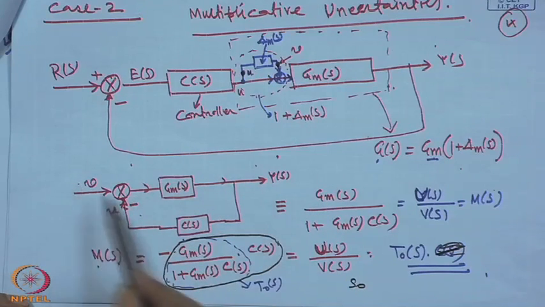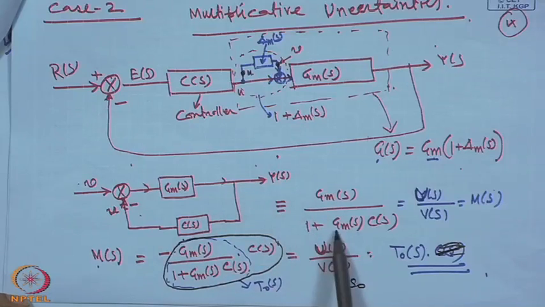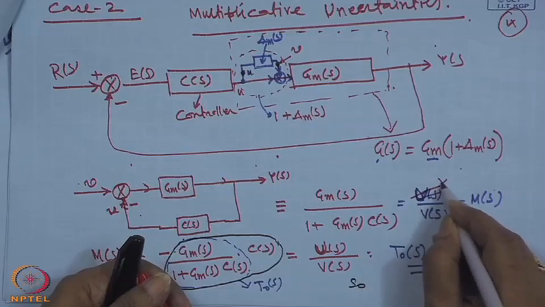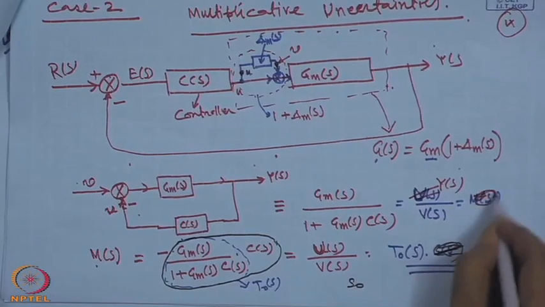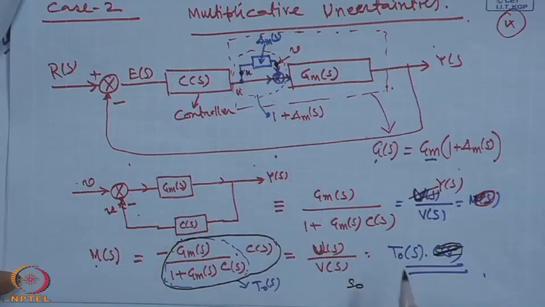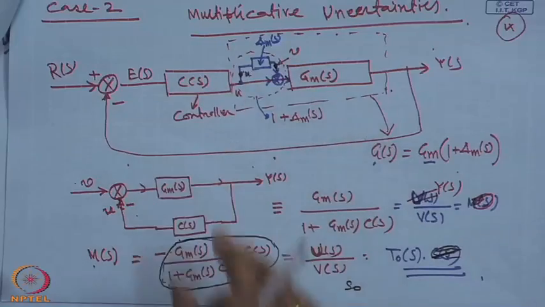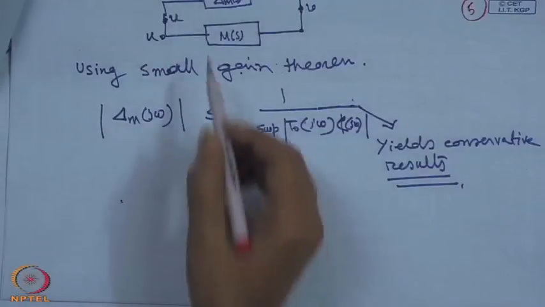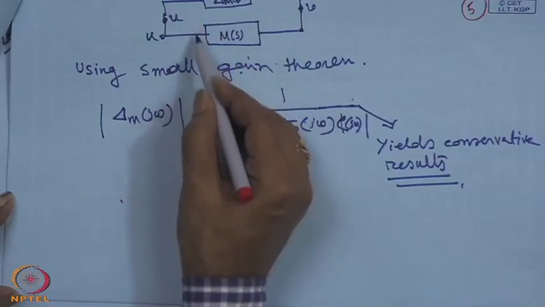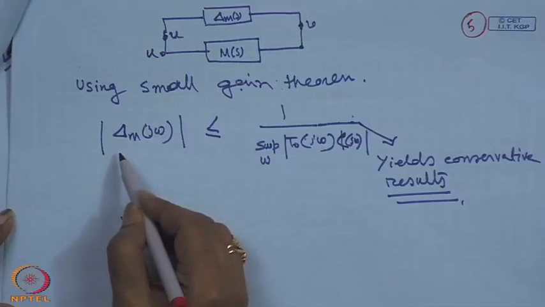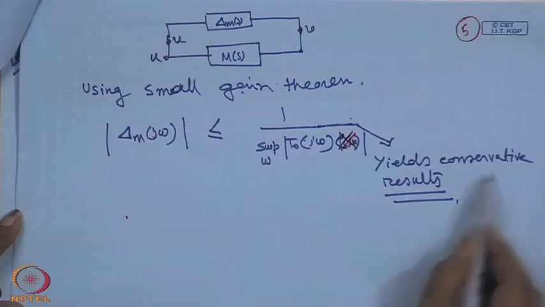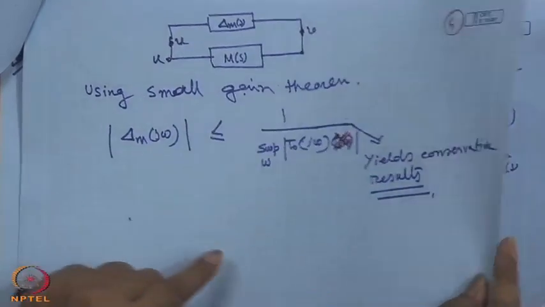T 0, this C 0 is not there, T 0 this one. But G M, you see this one, from here to here the transfer function V S to Y S is G M 1 plus G F, I am sorry, this is Y S. And when you are finding M S, it is nothing but the input signal, and that output signal is T S. So, now in order to find the transfer function of the perturbed plant, you have to again push in the perturbation model delta of M. Now, using the small gain theorem, this is the condition we have arrived at, this C S is not there. Okay. So, again this yields conservative results, that is what we have studied.